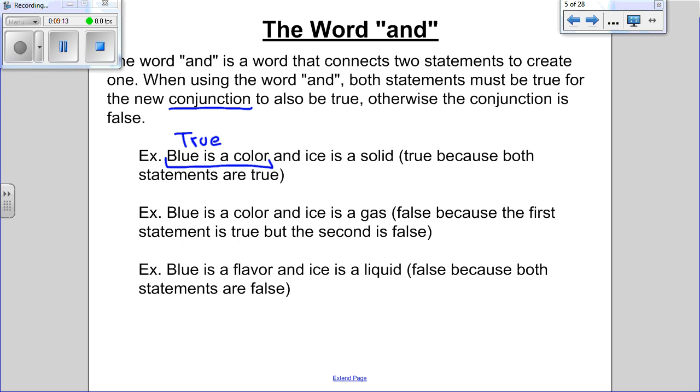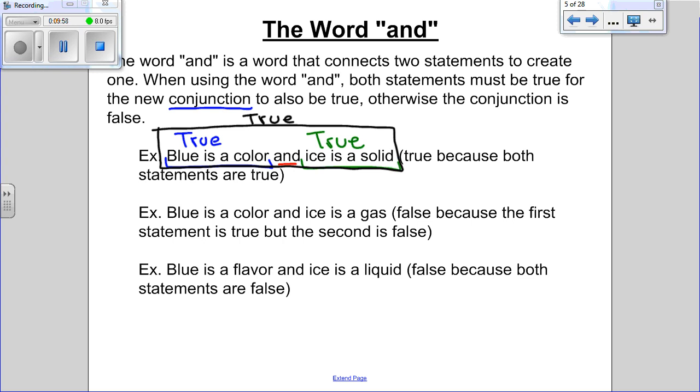And ice is a solid. That's a 2nd statement. It is also true. When you use the word and for the entire thing to be considered true, then both statements have to be true. So this thing as a whole is true. But that's because both statements individually were true. We use the word, I believe it's inclusive. It's not on there. No, we use that with or.